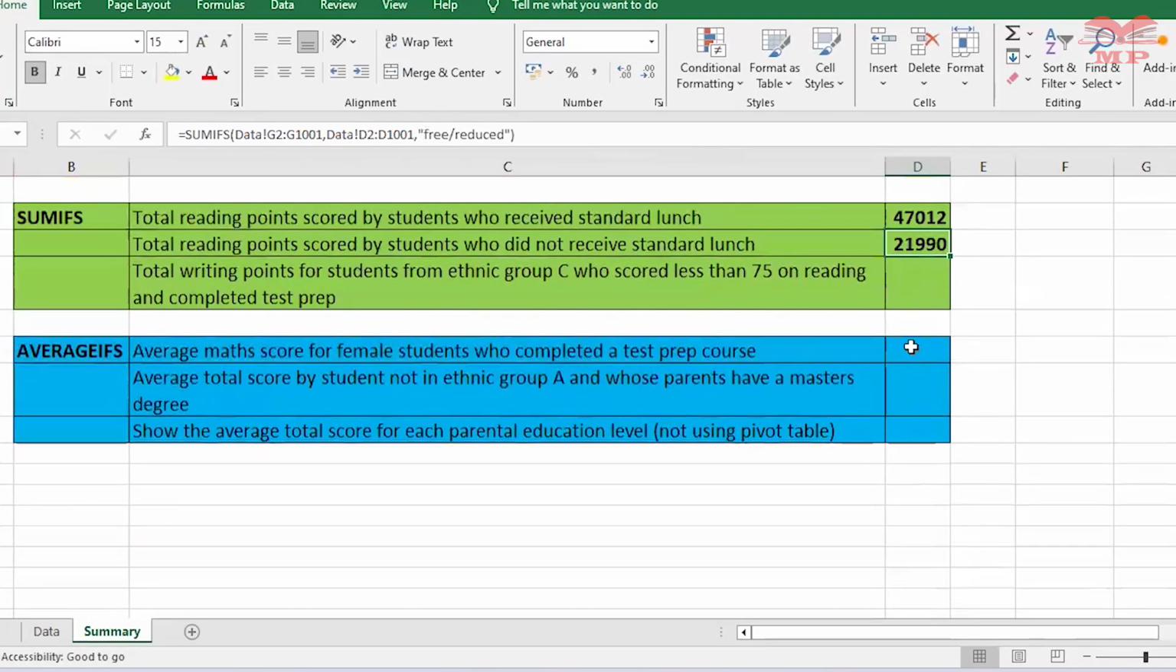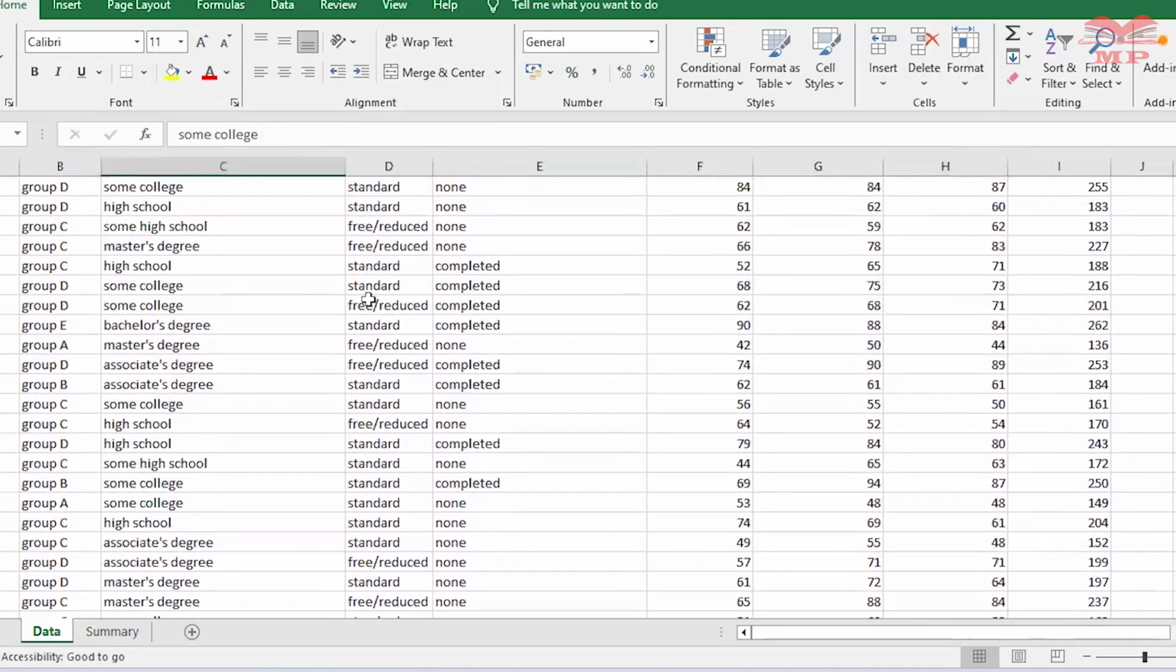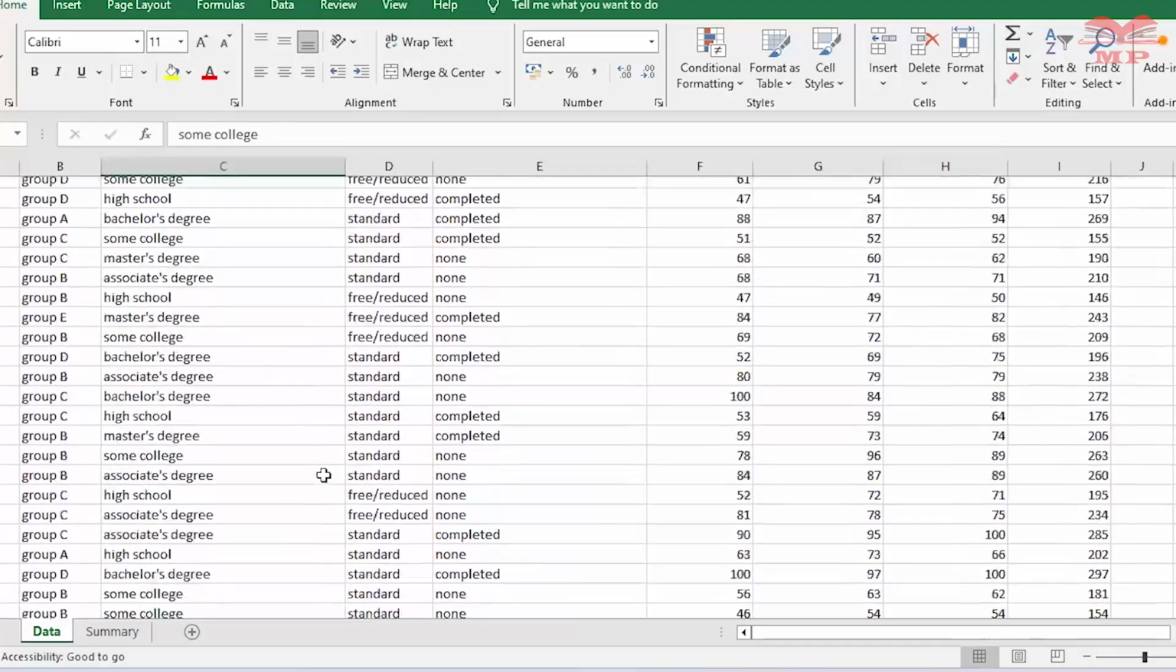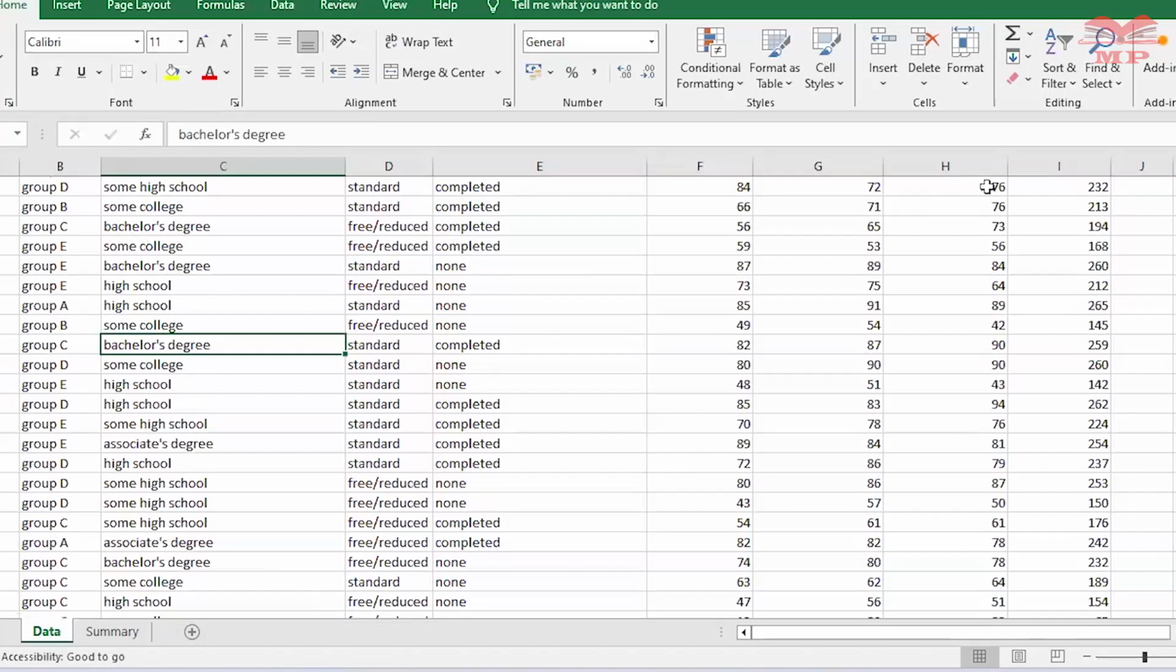Let's try average ifs. Okay, let's see, not using a pivot table. Show the average total score for each parental education level. Let me look at that data again. Parental education level. So this requires you to use a subtotal. Let's see, subtotal. So we want to group this data by parental education level. Let me see if we can quickly do this.